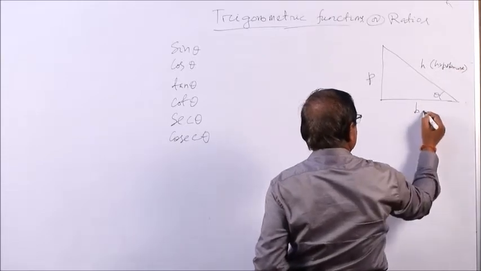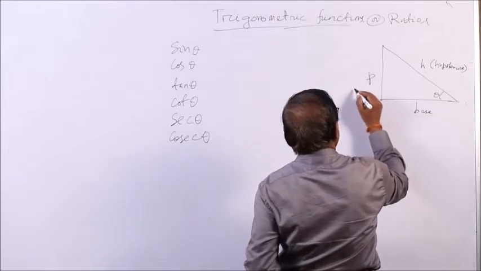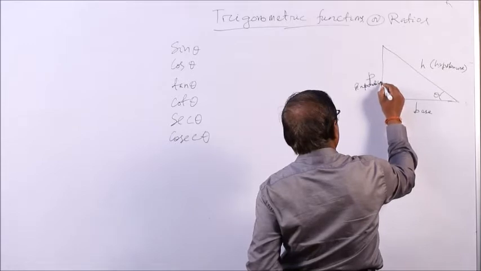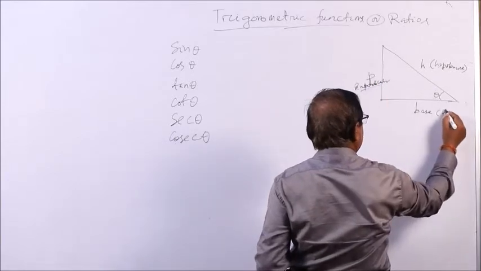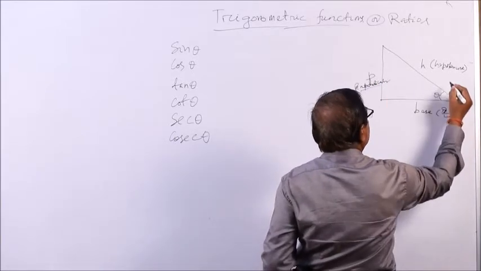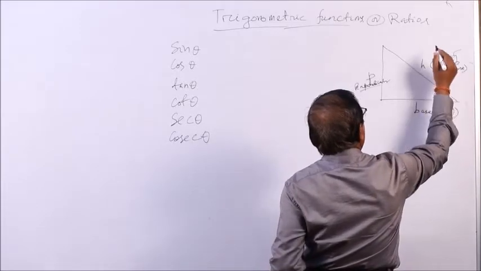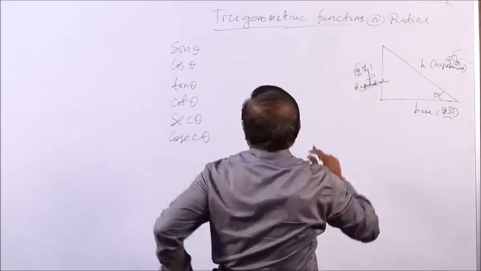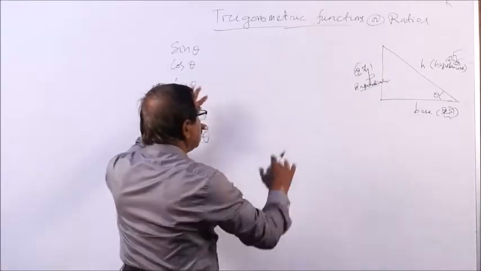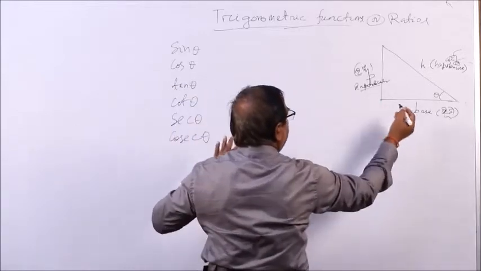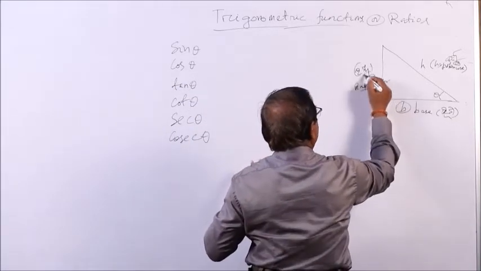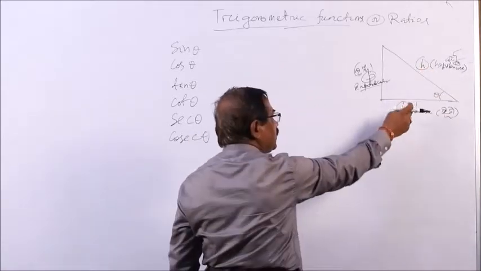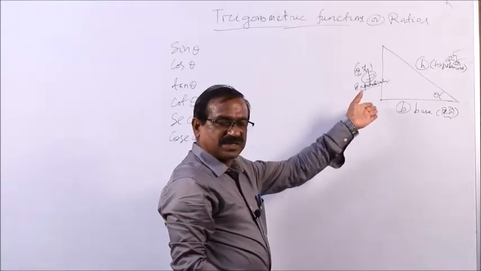This is the base. This is the perpendicular. We have to find the relation between B, P and H. H is the first letter of hypotenuse, B is the first letter of base, and P is the first letter of perpendicular.